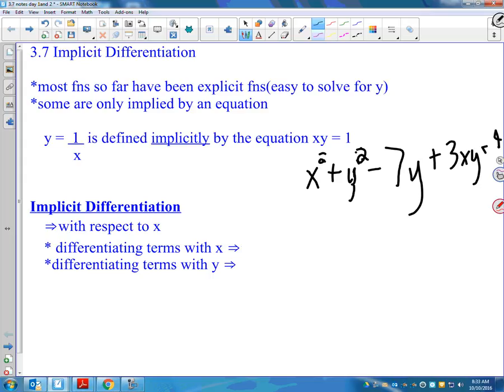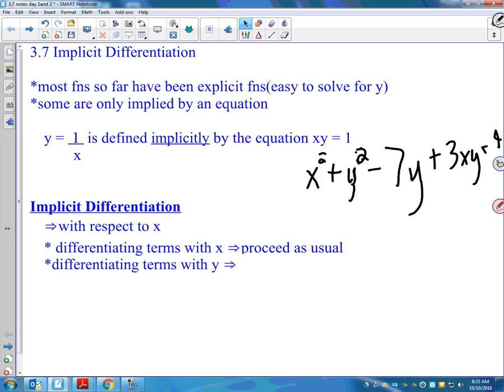But instead, we can do implicit differentiation, which just means you have to make sure you take the derivative with respect to x, which means if you take the derivative of something with x in it, you do the same thing we've always done. Proceed as usual.